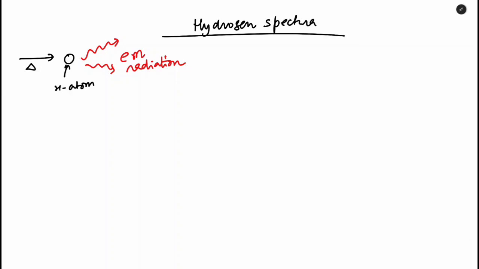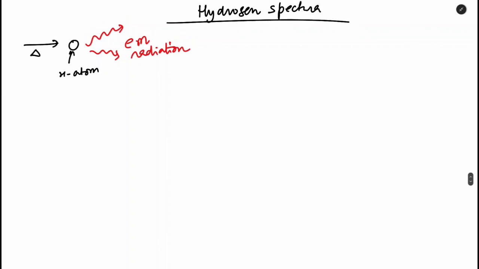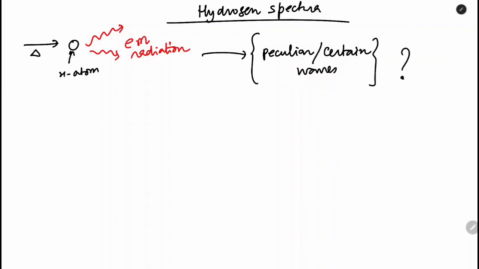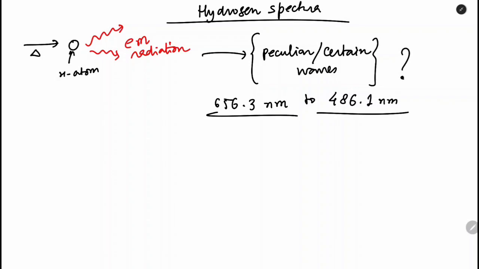But when we observed it experimentally, we found that whenever hydrogen gas is heated in a sealed tube, it emits certain peculiar waves which are repeated. We found this most striking feature, that only some sharply defined discrete wavelengths exist in the emitted radiation. And this was the big question. It comes around 656.3 nanometer to 486.1 nanometer. Why only these two wavelengths? This was a great question back then.